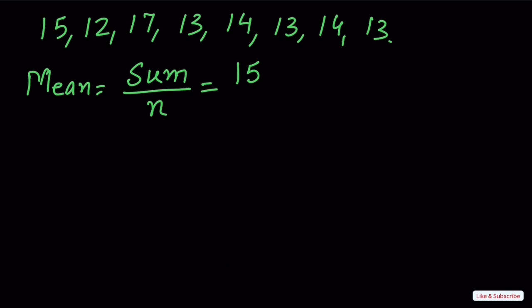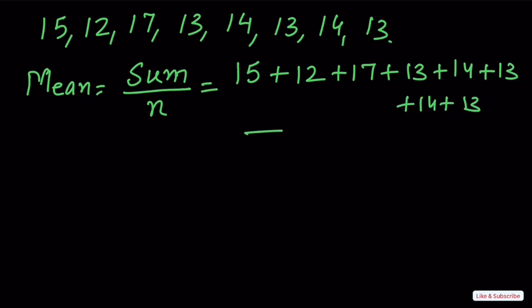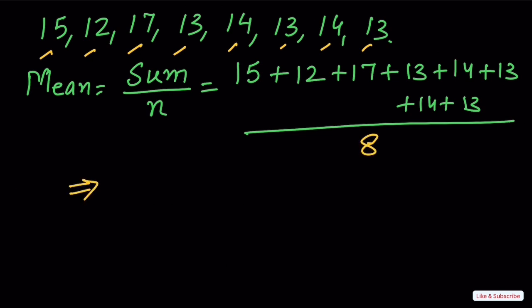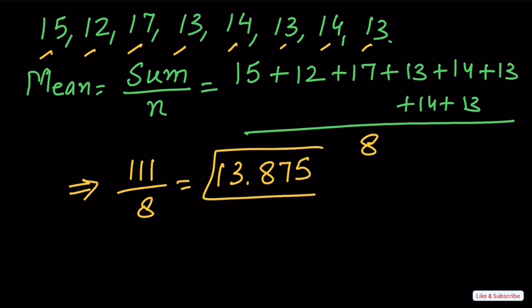Which means what I'm gonna do, 15 plus 12 plus 17 plus 13 plus 14 plus 13 plus 14 plus 13, and I'm dividing them with how many numbers are there. 1, 2, 3, 4, 5, 6, 7, 8, and I'm dividing this by 8. So add these numbers up. When we add all these numbers, we get 111 divided by 8. And when 111 is divided by 8, we get 13.875, right?